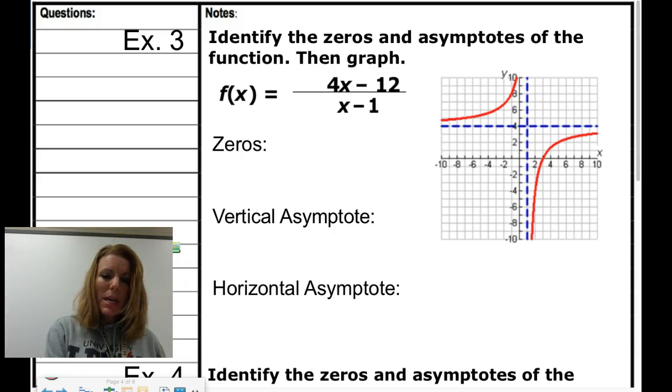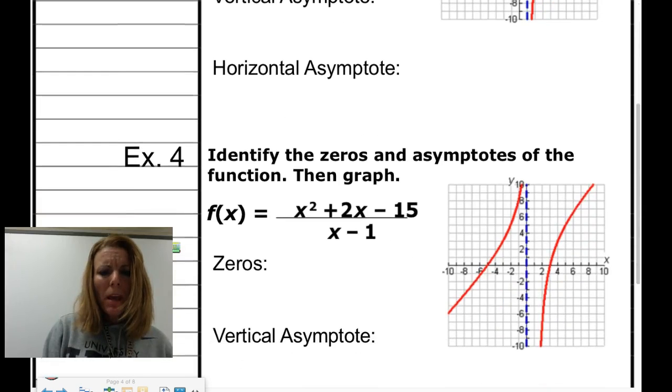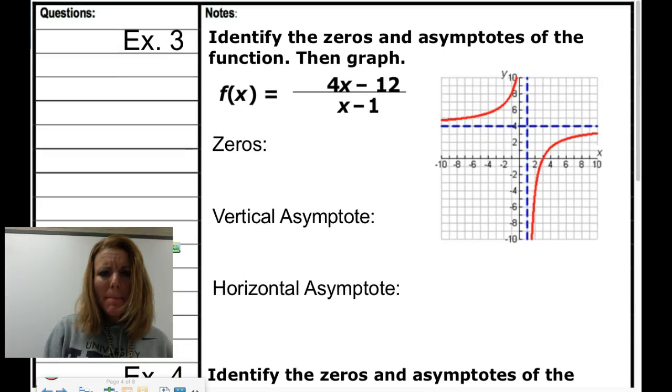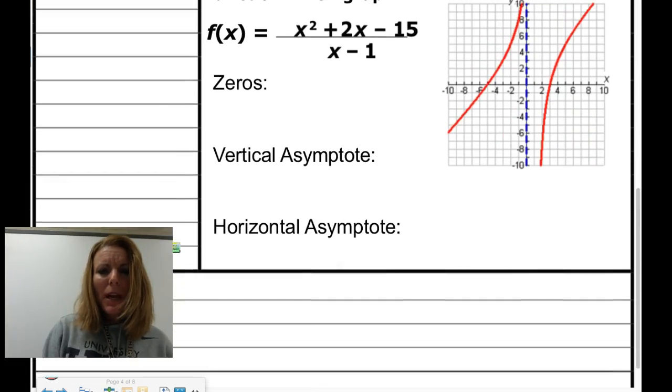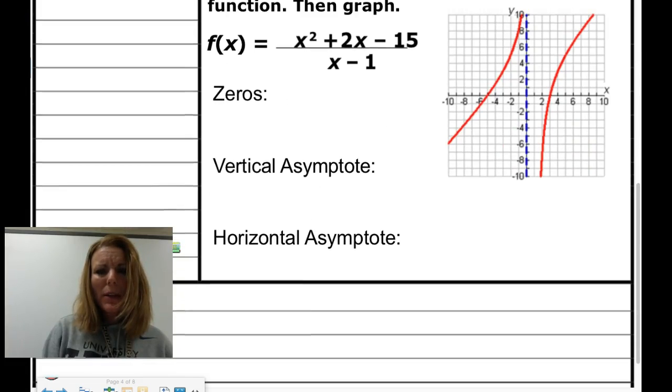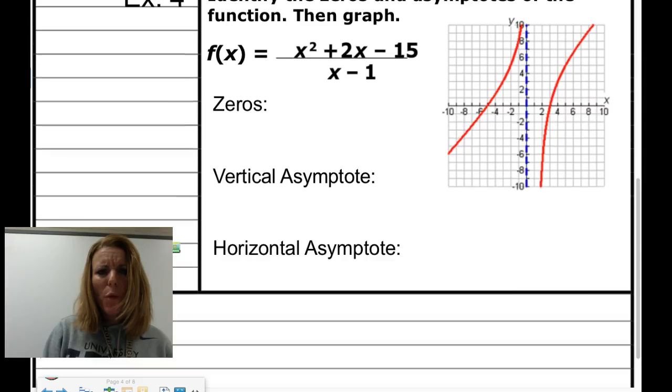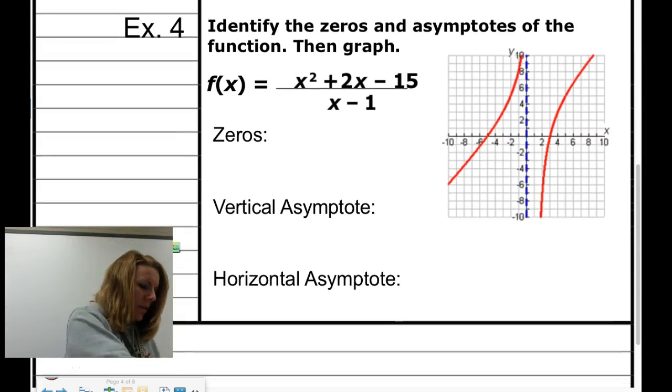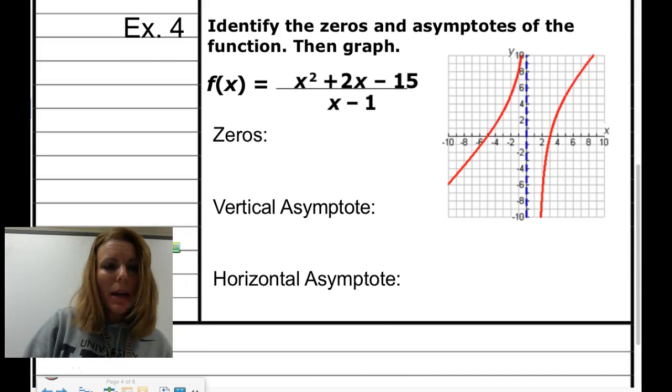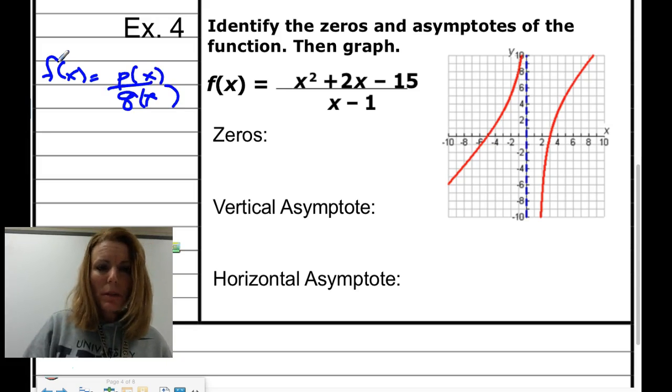Okay, I'm going to scroll down, and we're going to save example 2 for class. I'm going to save example 3, and I'm going to go to example 4 right now. Let's do that. Okay, example 4. Right away, remember what we have here. We have f of x is equal to p of x over q of x.